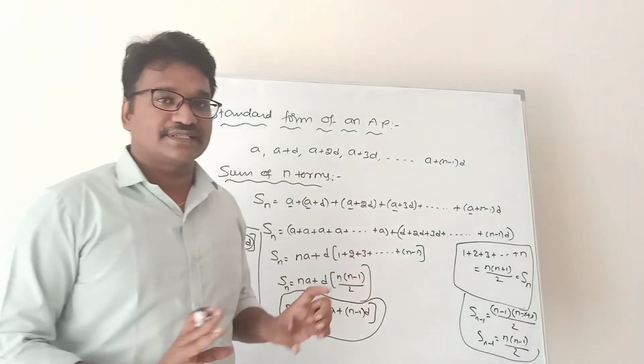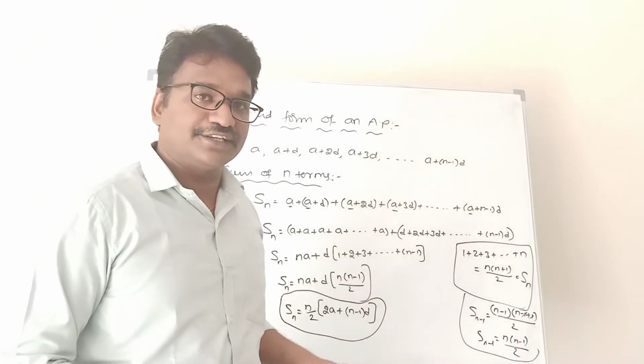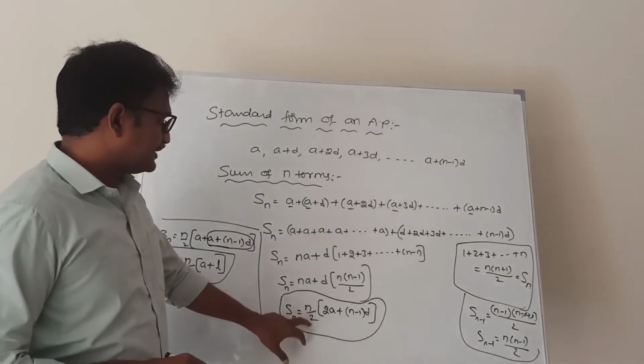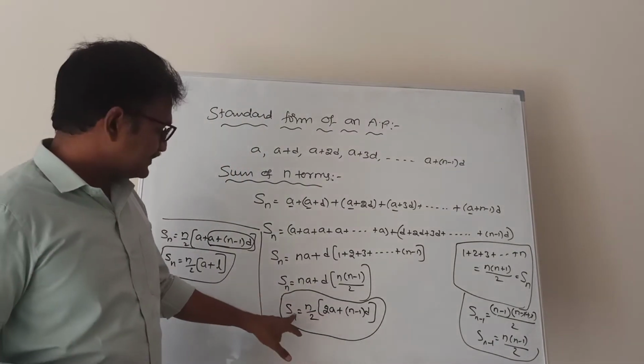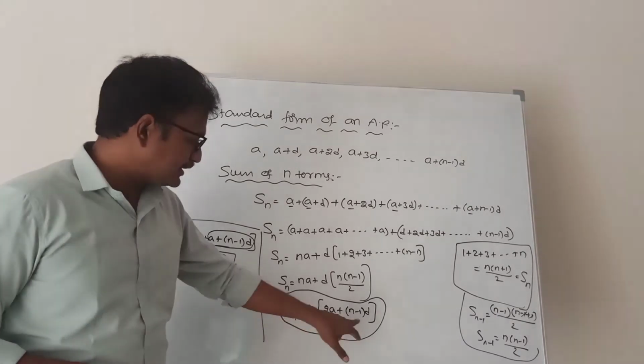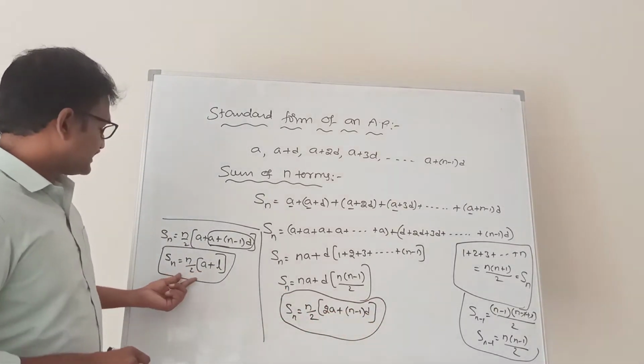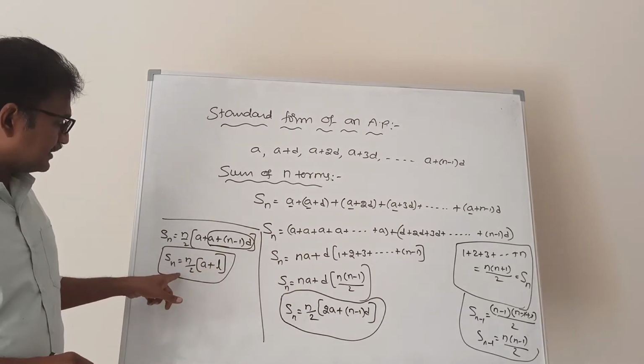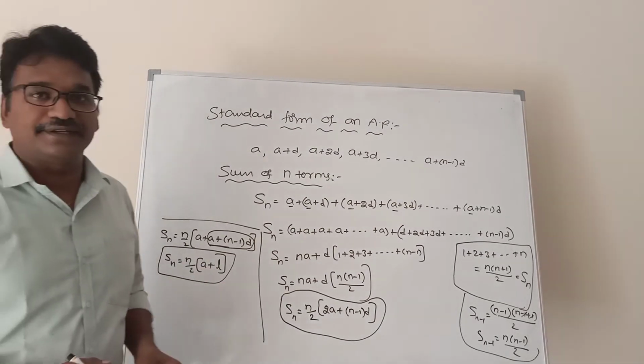This proof is not required for either science students or foundation students. Just remember the formula for sum of n terms. Sn is equal to n by 2 into 2A plus n minus 1 into D. Sn is equal to n by 2 into A plus L, where L denotes the last term of an AP.